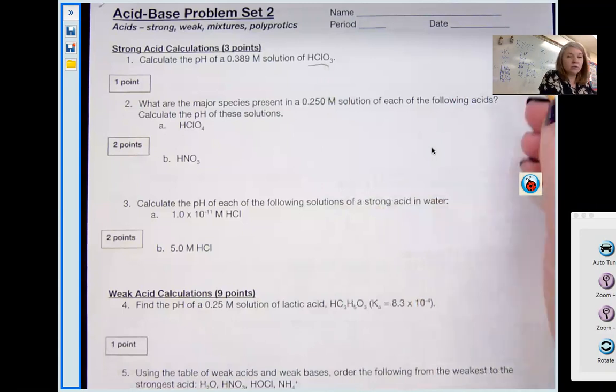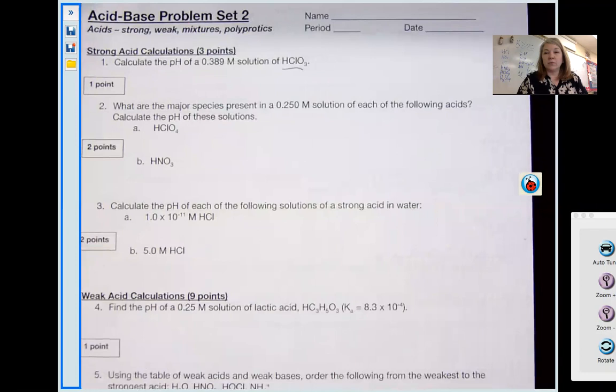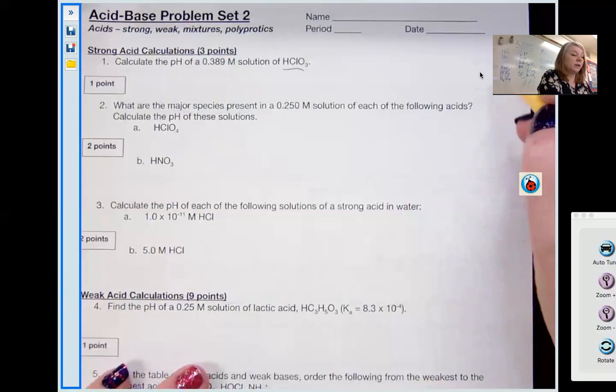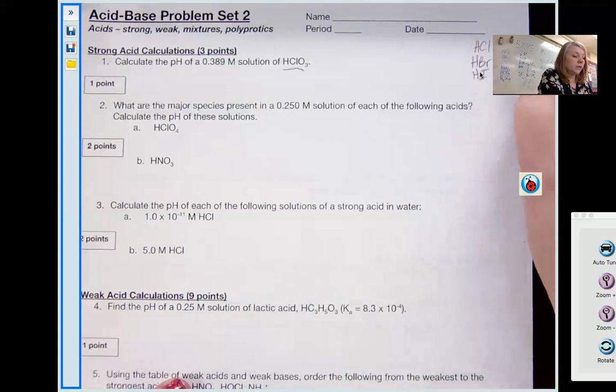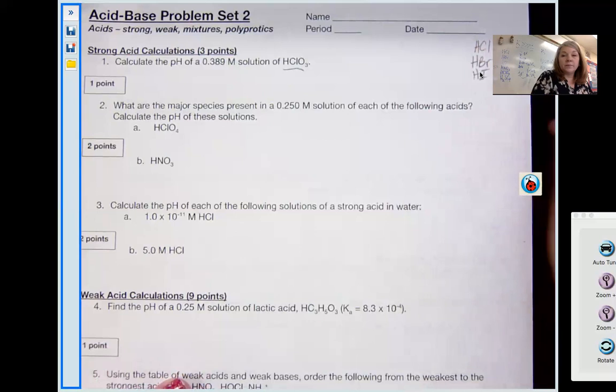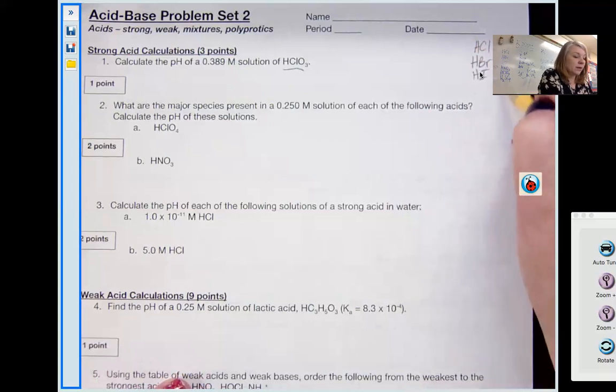So if you don't know your strong acids at this point, you've got to get those down by the next time that I see you, which will be Monday if you're in third period, or Tuesday if you're in sixth period. So we've got HCl, HBr, HI, I know they're on the board behind me, HNO3, HClO4, and H2SO4.